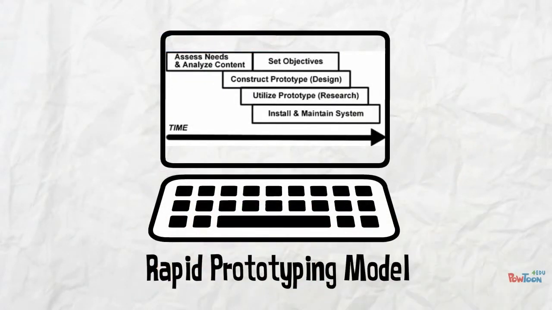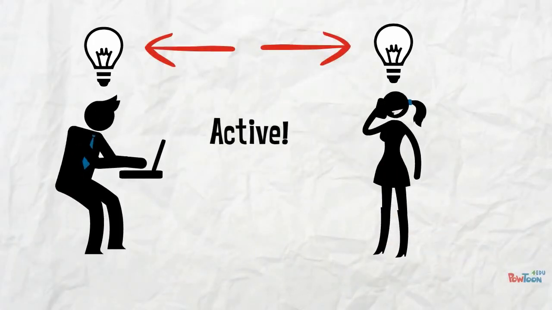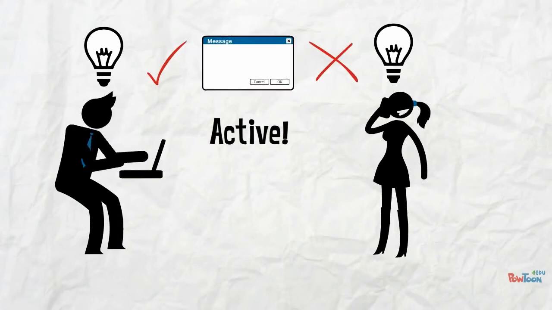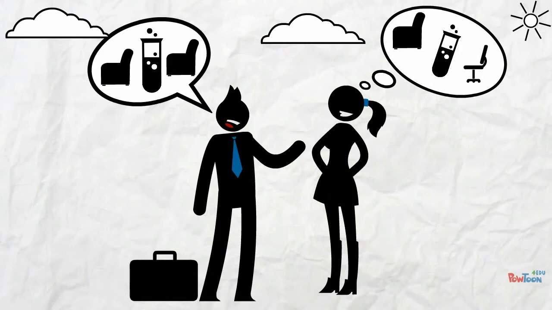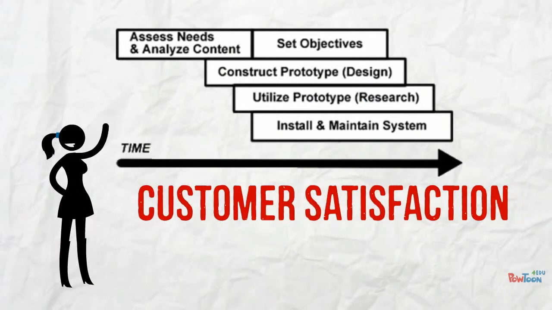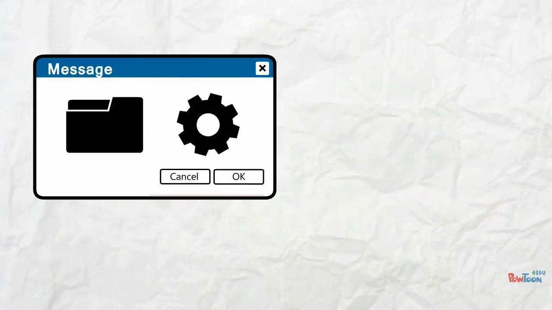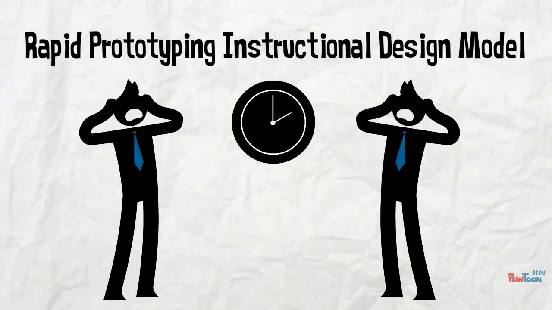In the rapid prototyping model, there is active participation by the client throughout the design and development, rather than only at the evaluation and assessment stages. The design and development often take place in the form of experimentation, improving upon previous designs. This model focuses on customer satisfaction, whether the end product is intended for use inside or outside of the organization. Therefore, this model is ideal for instructional situations with tight deadlines.